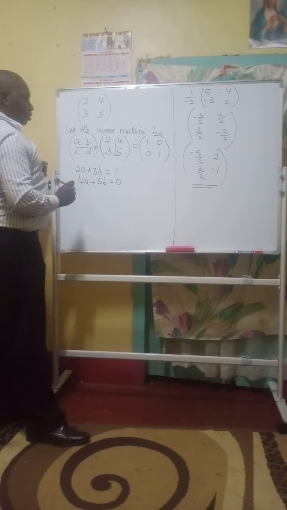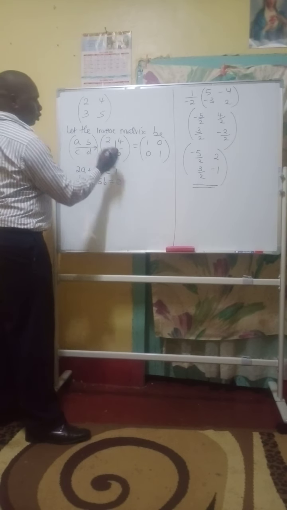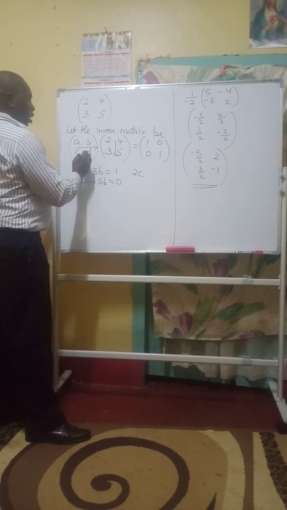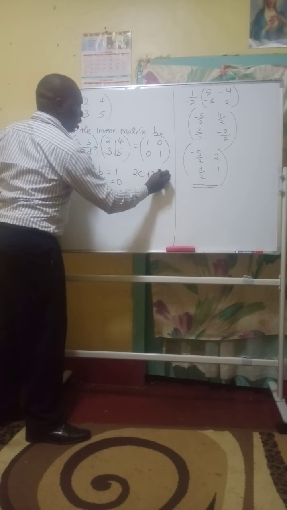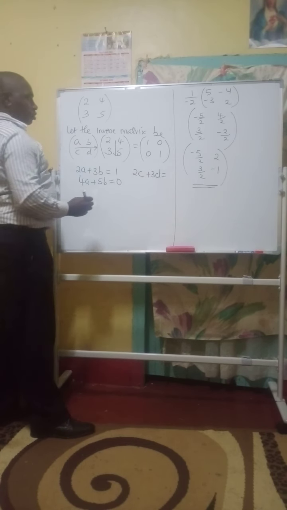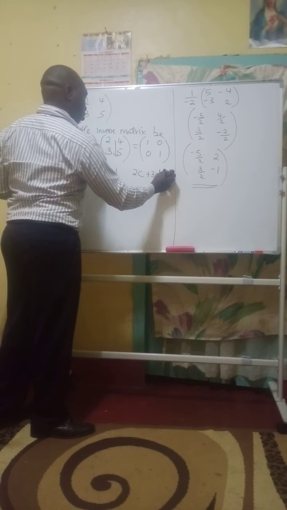Now, we can also multiply the other part, so that you have C multiplied by 2, you get 2C, and then D multiplied by 3, you get 3D, and this should always be equal to 0.